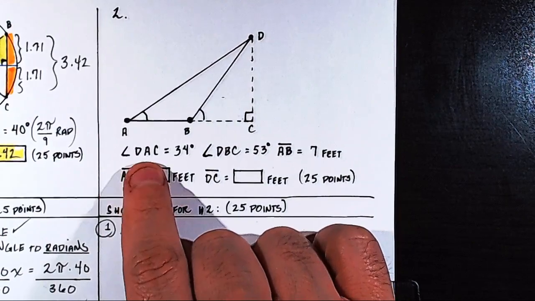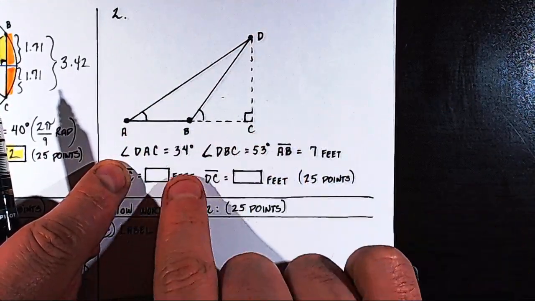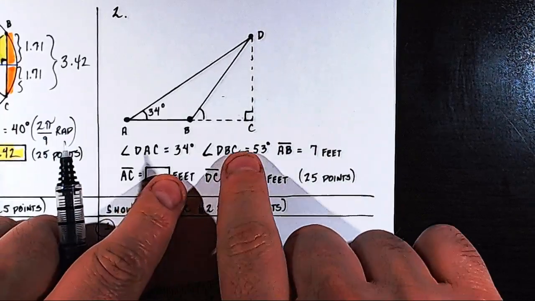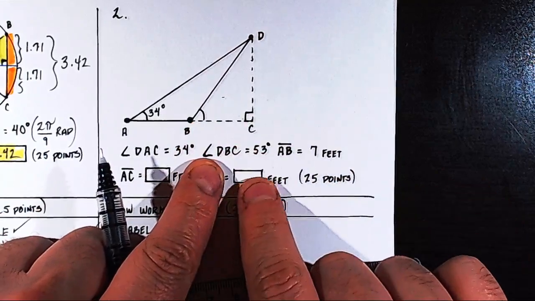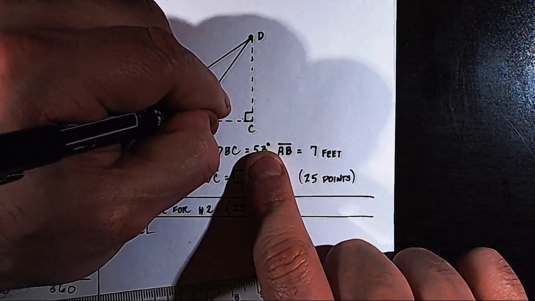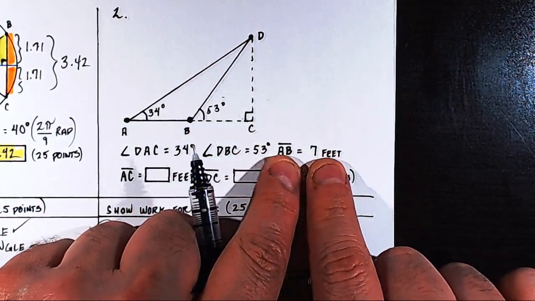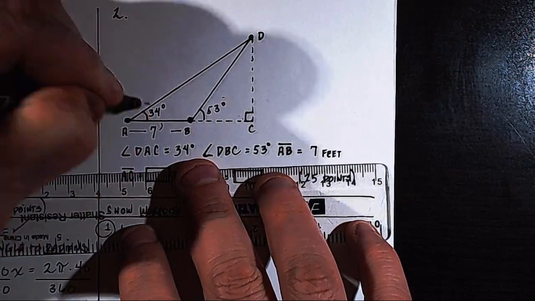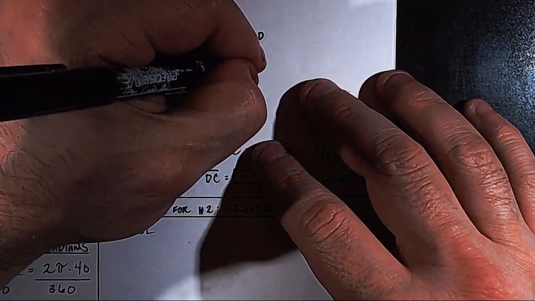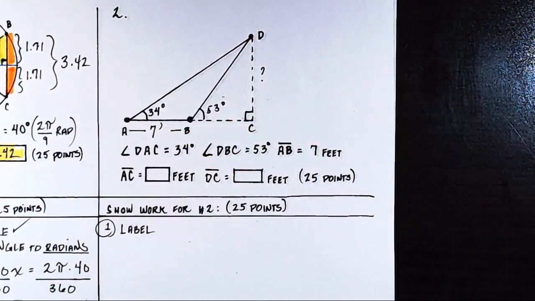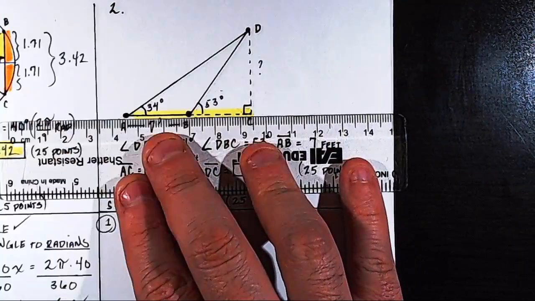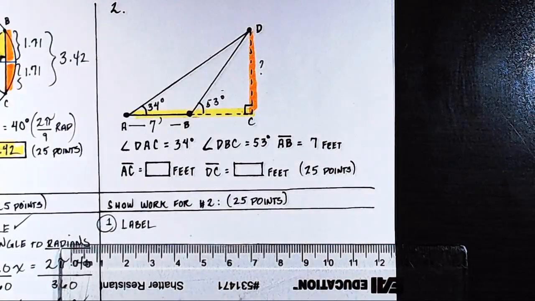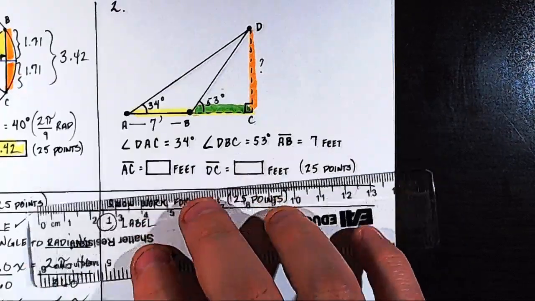What can I label? Well, I'm given angle DAC, and that's 34 degrees. And here is DBC, and that's 53 degrees. And then line segment AB is 7 feet. All right, there we go. That's all we know. We want to know that height, and then we want to know this full length right here. I want to know those two things, but in order to do that, I've got to find out what this length is right there.